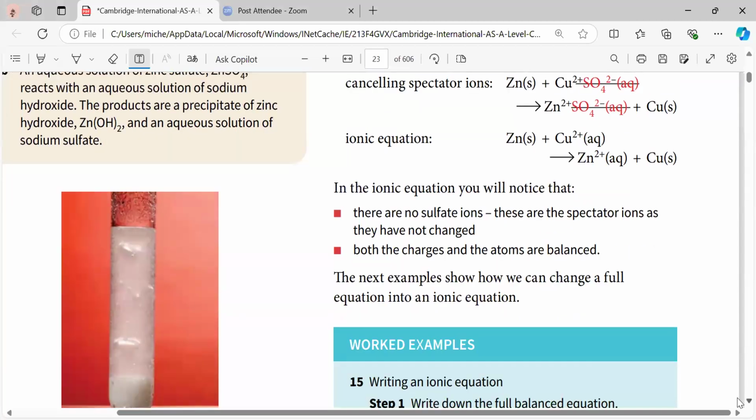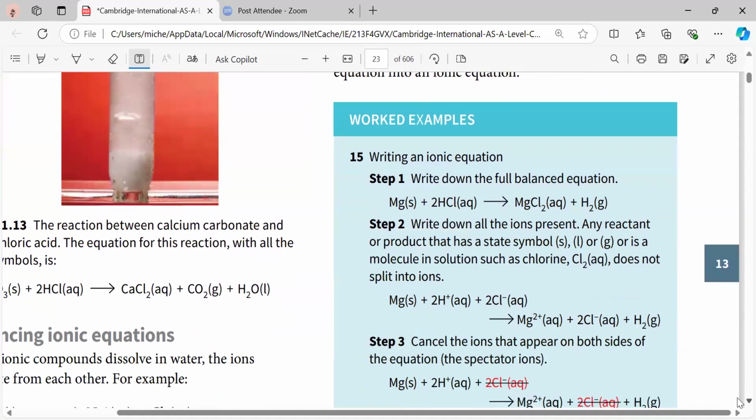So in the ionic equation, you will notice that there are no sulfate ions. These are the spectator ions as they have not changed. And then you also have both the charges and the atoms balanced. Okay, so now we're going to do our example.